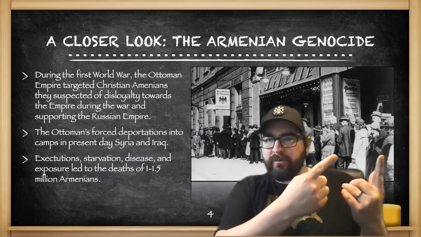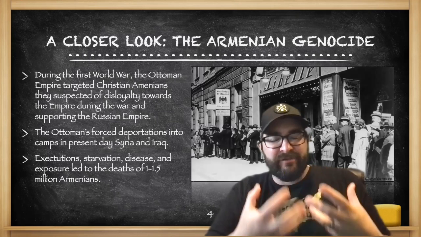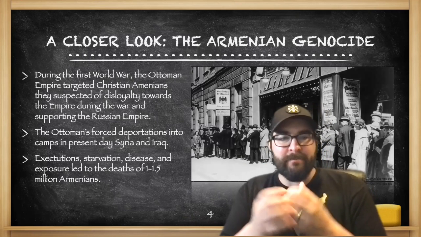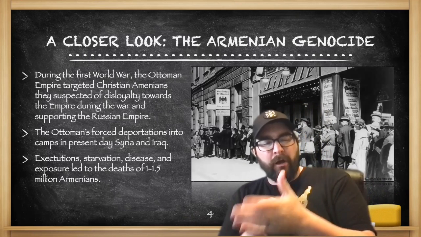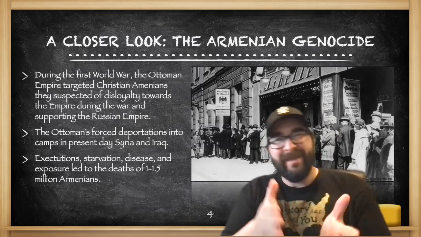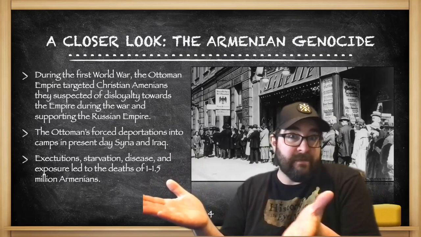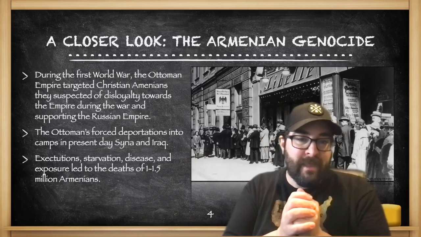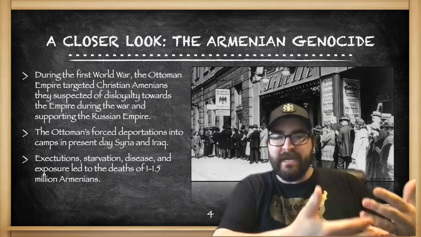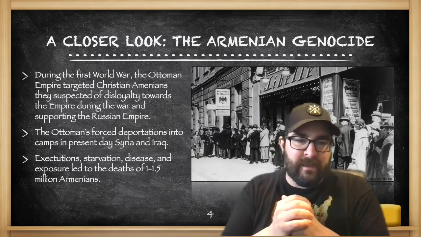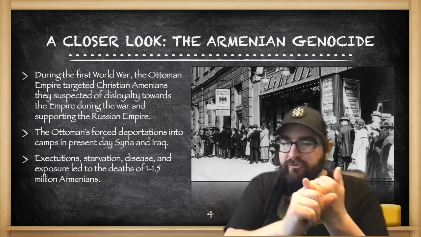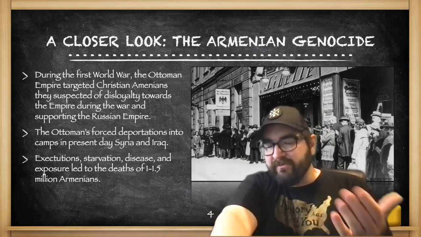Now we move to the First World War, and we have another example of a mass atrocity during a wartime situation, and that's going to be the Armenian Genocide. During the First World War, the Ottoman Empire would target Christian Armenians that they suspected of being disloyal towards the Ottoman Empire, and rather they put their loyalty, they believed, towards the Christian Russian Empire. The Ottomans would force deportations and sending of the Armenian populations to camps in present-day Syria and Iraq, but along the way, executions, starvation, disease, exposure to the elements would lead to the deaths of upwards of 1 to 1.5 million Armenians.